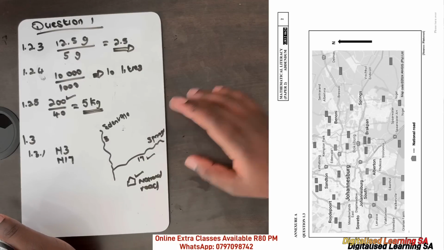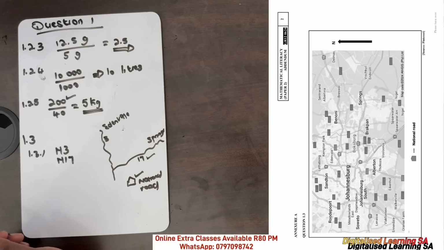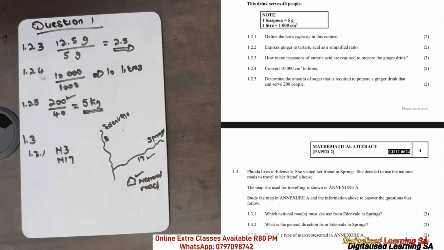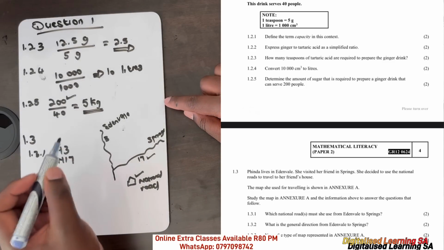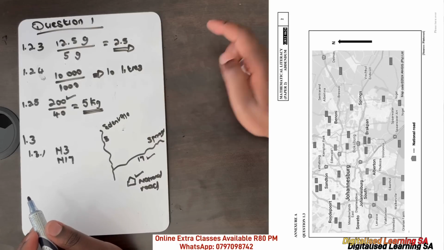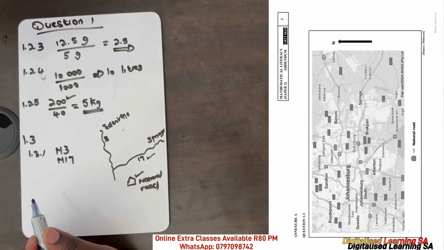Okay, so now let's move to the next question, which is question 1.3.2. Question 1.3.2 says, what is the general direction from Edenvale to Springs? Whenever you are asked to calculate the general direction, so we are asked what is the general direction from Edenvale to Springs.